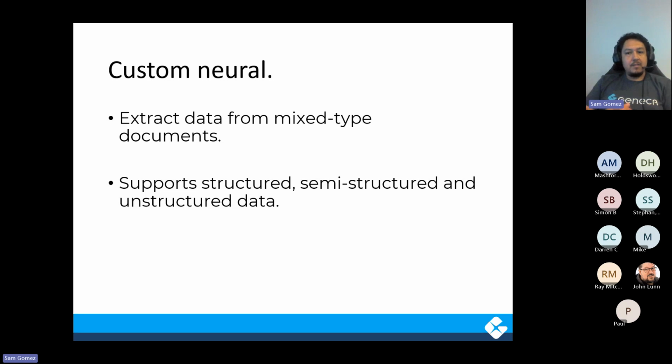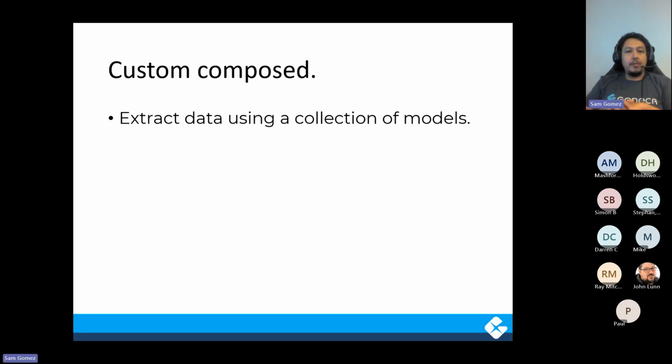Now, if your documents are not that static, or they don't have a template that doesn't change much, then you also have the option to do a custom neural model. It extracts data from mixed type documents, and again, you can provide different structured, semi-structured, and unstructured documents for it to extract the information out of them. You also have the custom composed, which lets you group a collection of models. If you have multiple custom models, you can group them into one API, and that's what it's called, a custom composed, if that's something that you need.